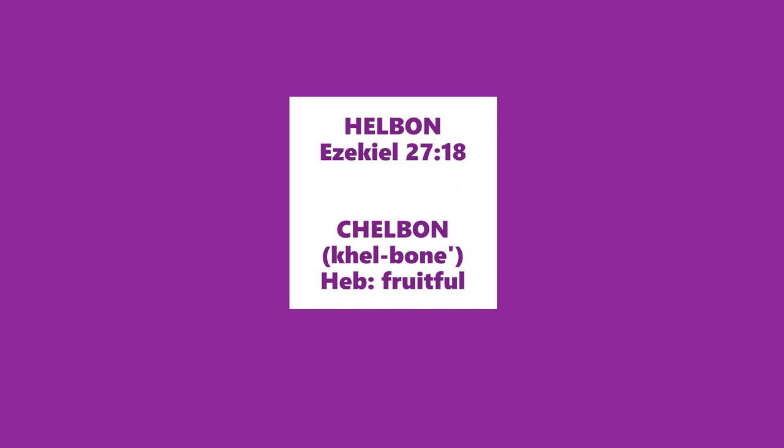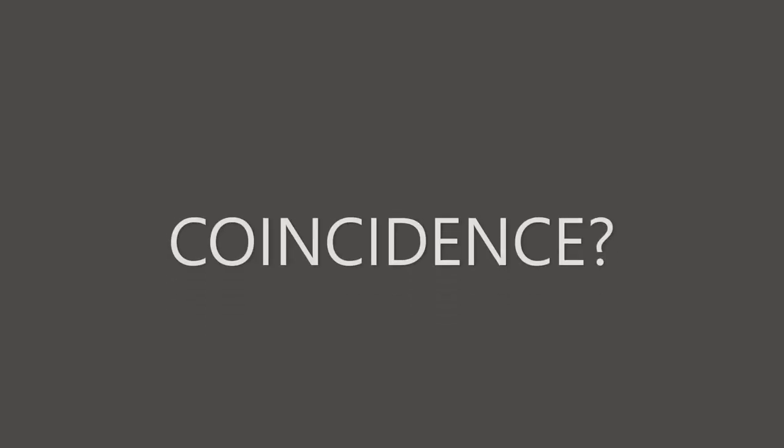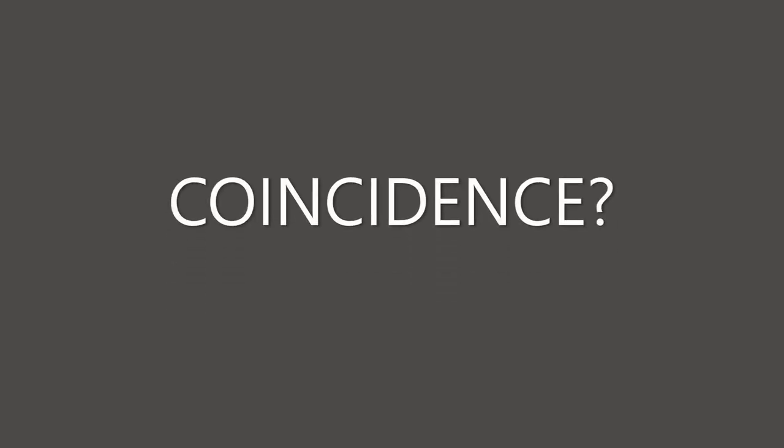Hellborn in English is actually Kelbonne. In Bako, Gelaboni, fruitful. In Hebrew it is fruitful. Gel is to give birth, aboni is children, to give birth to children. Fruitful, Gelaboni. In Hebrew here is Gelaboni. Coincidence? Or truth?